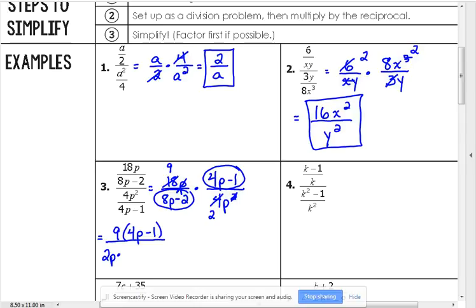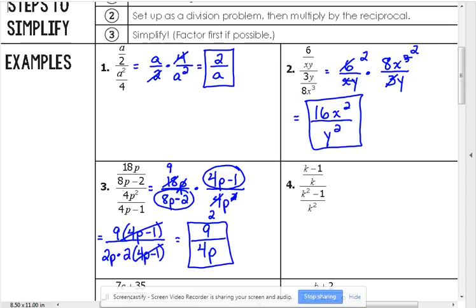And then let's factor out the 2. Okay, 2 times 4p minus 1 from the first denominator. I factored out the 2. So we can now cancel the 4p minus 1s. And we're left with 9 over 2p times 2 is 4p. If we could simplify 9 over 4, we would, but that does not simplify. So that is your final answer.